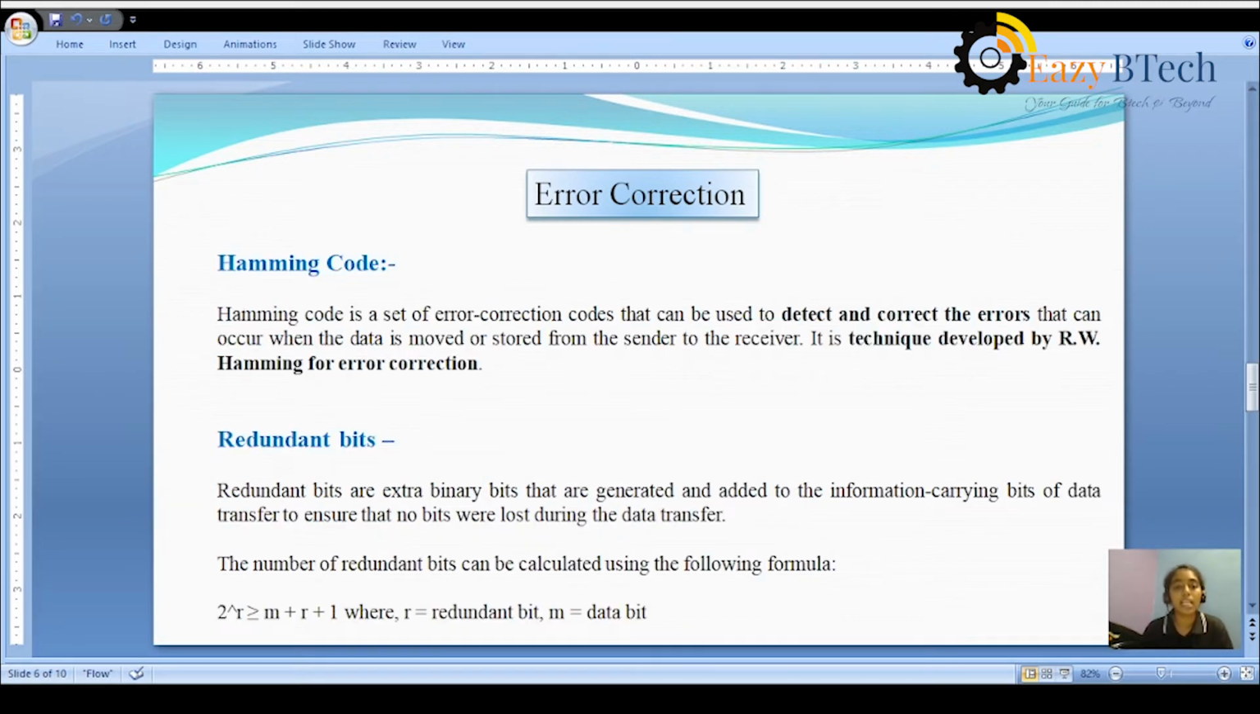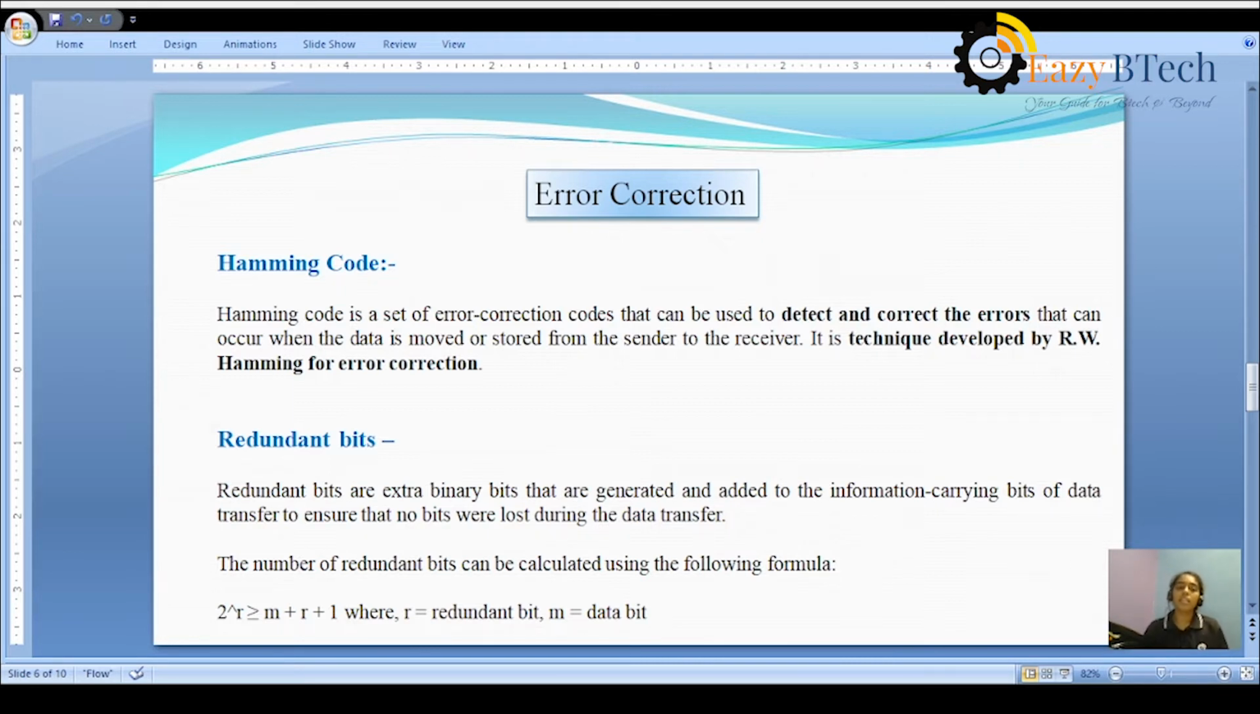Hamming code is a set of error correction codes. We already know that it is used to detect and correct errors. Here the Hamming code generates a technique to identify the position of the errors, that is, where the error occurred in the data unit. This was developed by R.W. Hamming, so the name for this error correction technique is Hamming code.